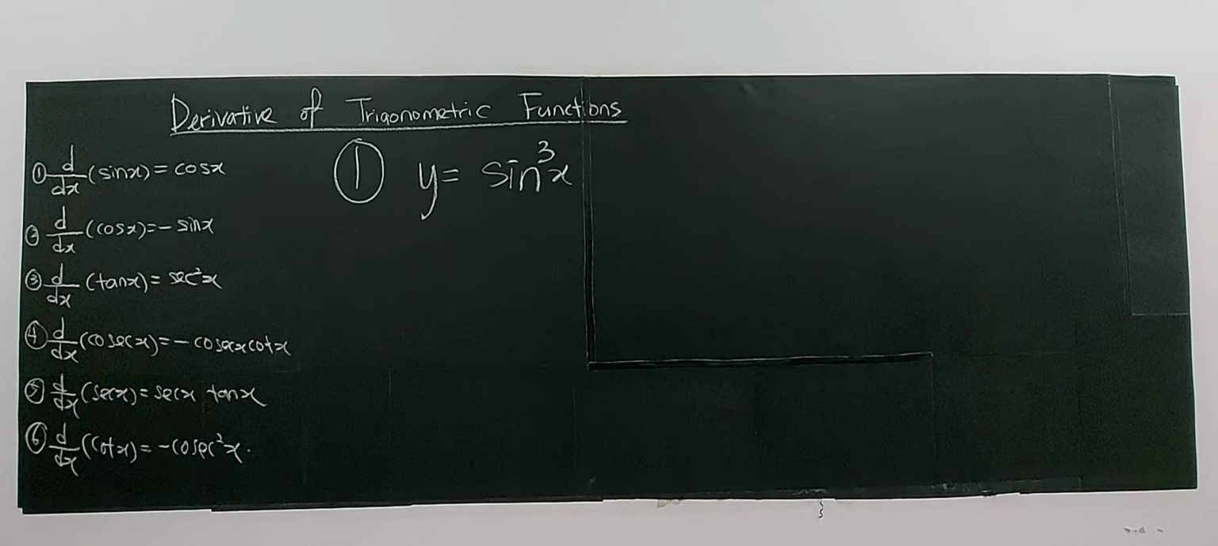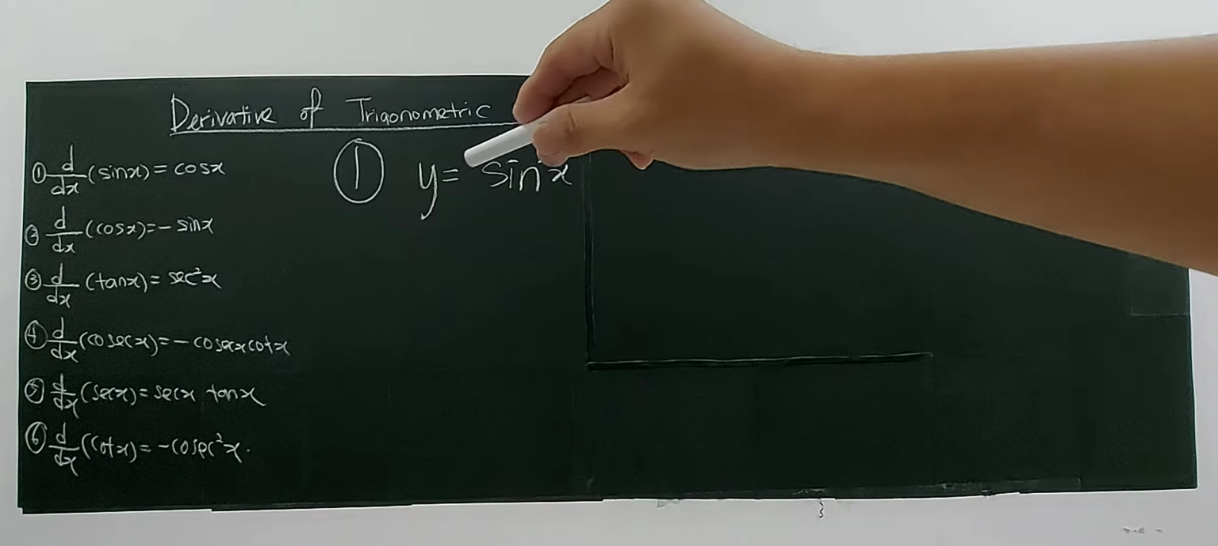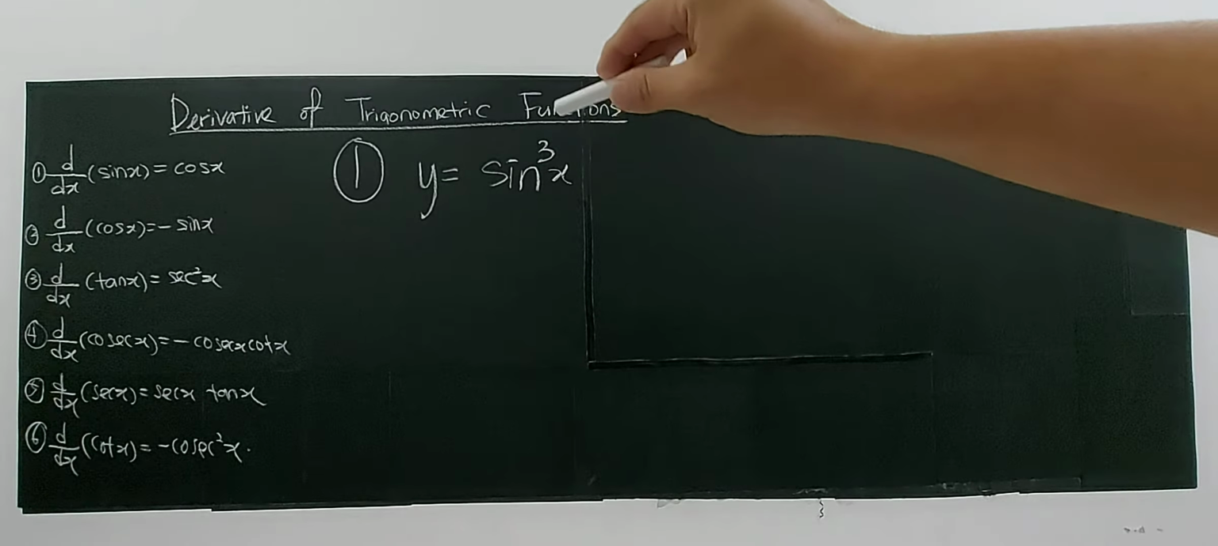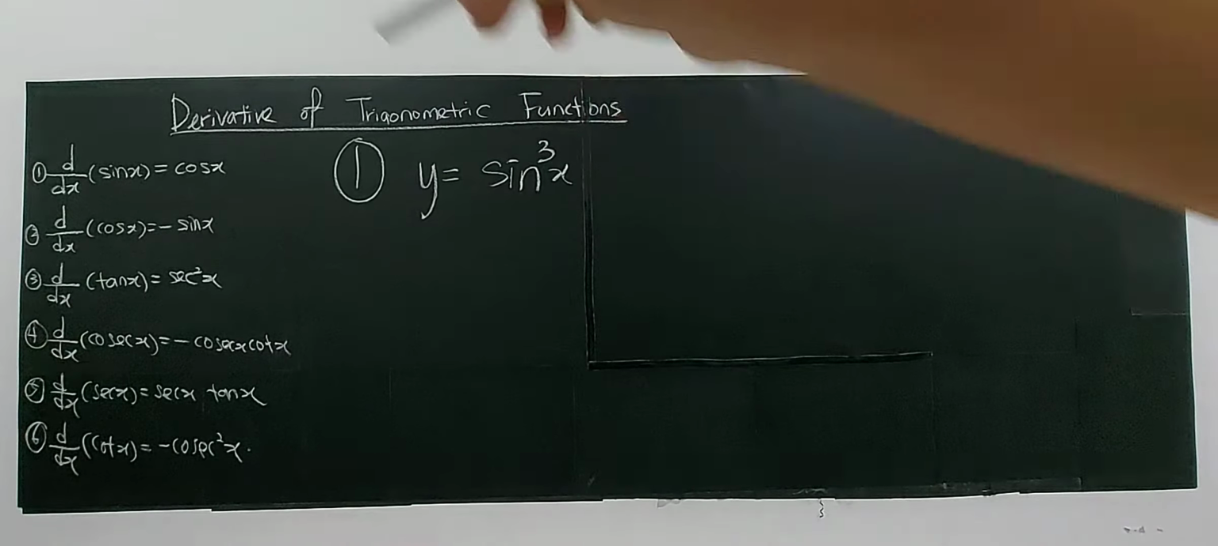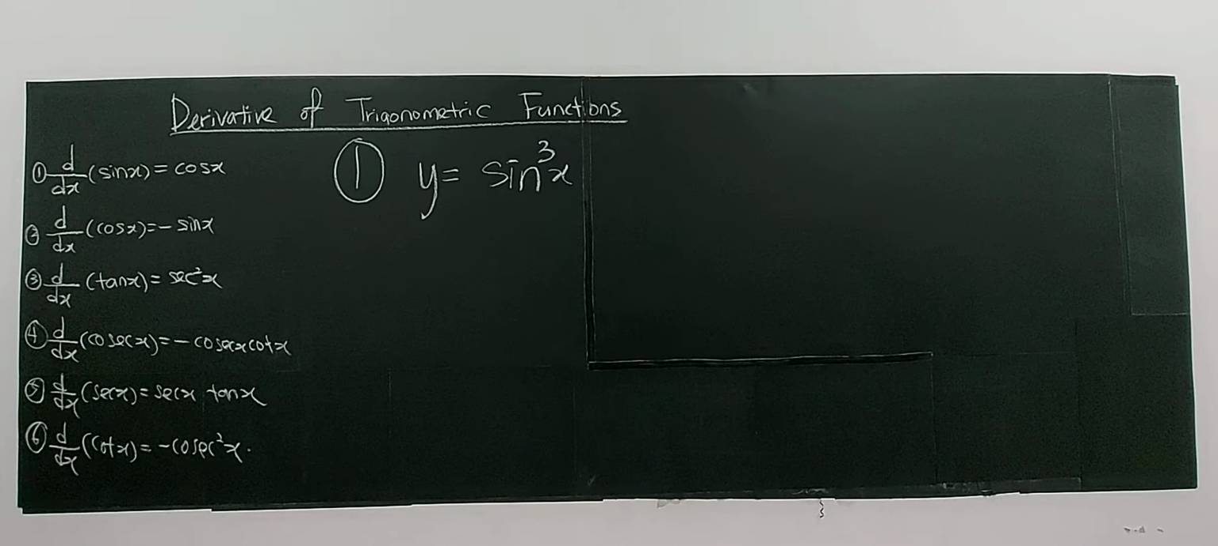Okay, this will be the third video on derivatives of trigonometric functions, where I start discussing what happens when the trigonometric function is raised to a power n, for example the power of 3. So how are we going to apply the six basic formulas for differentiating this type of function?